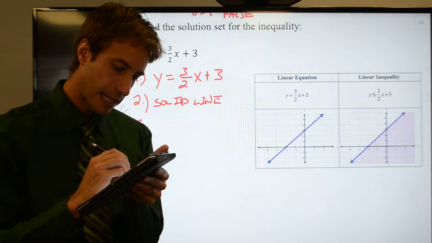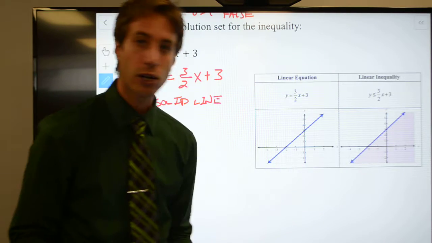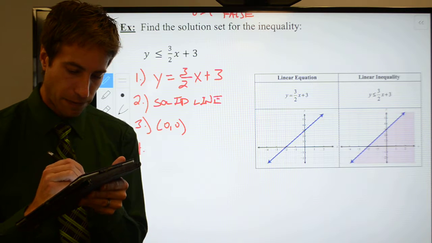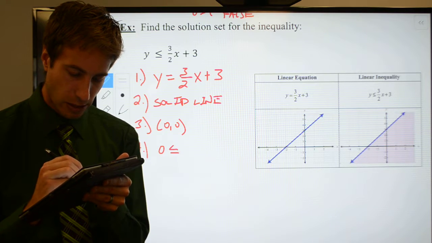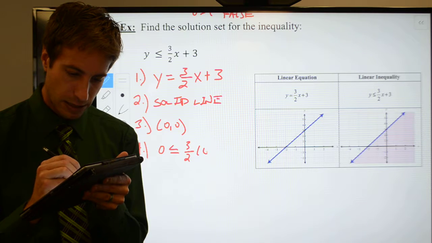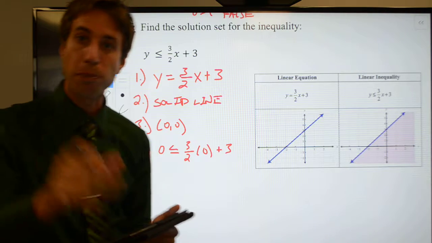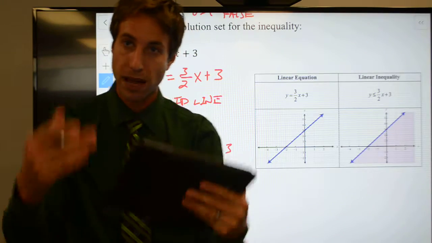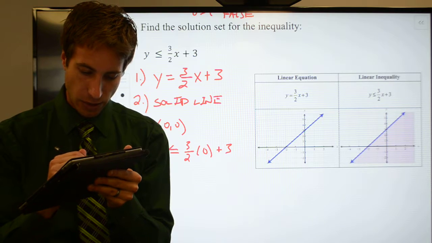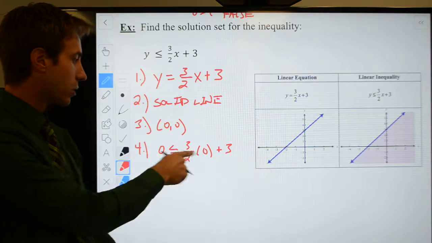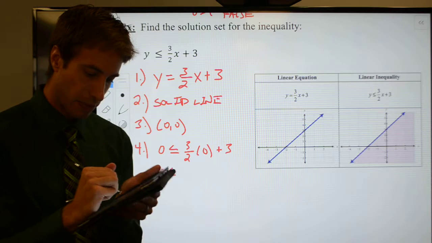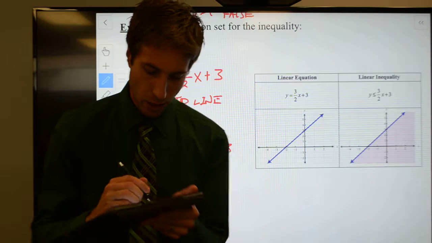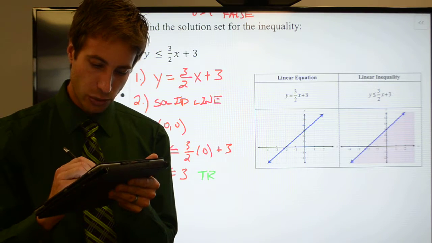Step 3, I get to pick a test point. Since my line does not go through 0, 0, we absolutely are going to choose 0, 0. And step 4, plug it in. 0 is less than or equal to 3 halves times 0 plus 3. Remember, you are plugging your test point into the original problem and then evaluate. So I have 0 is less than or equal to 0 times 3 halves, which is 0, plus 3 would be 3. And the question is, is 0 less than or equal to 3? Yes, it is. That is a true statement.